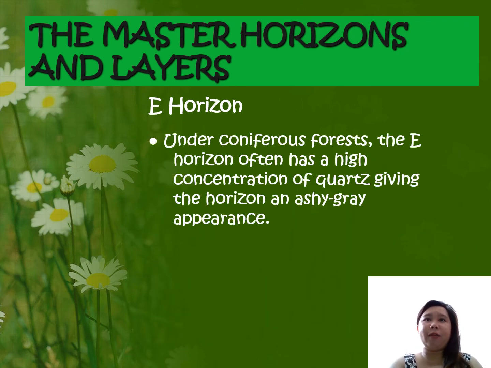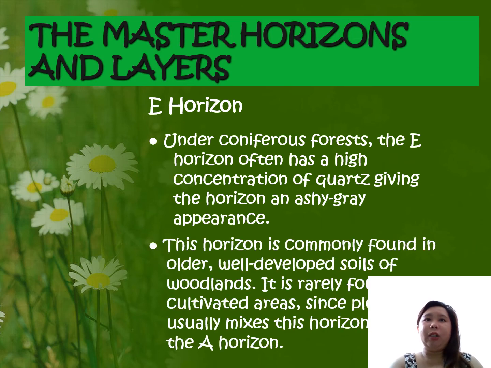So under coniferous forest, the E horizon often has a high concentration of quartz, giving the horizon an ashy gray appearance. This horizon is commonly found in older, well-developed soils of the woodlands. It is rarely found in cultivated areas, since plowing usually mixes this horizon with the A horizon.